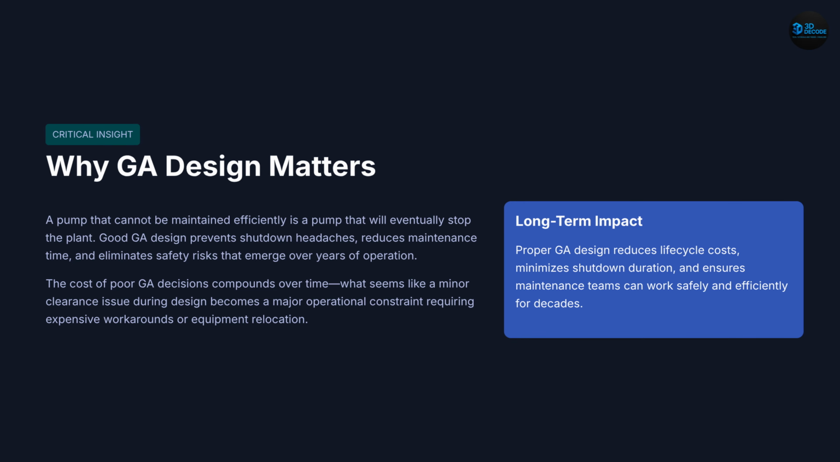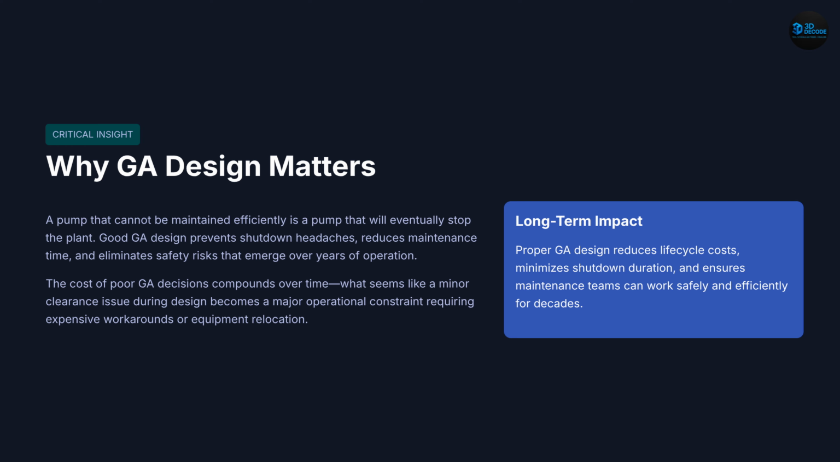Next, why GA design matters. Most people think general arrangement design is just a drawing. But in reality, GA design predicts the future of the plant, because every layout decision made during design directly affects future maintenance, future shutdowns, future safety, and future operating costs. And here's the scary part. A layout that looks perfect in CAD software can become a complete operational nightmare in real life.